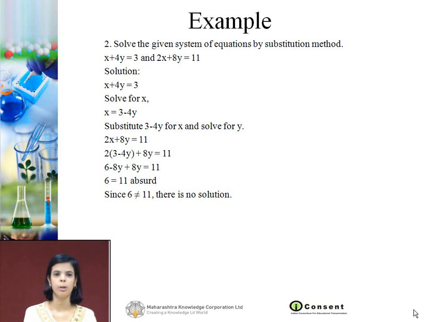That is not possible. So in this case, there is no solution.